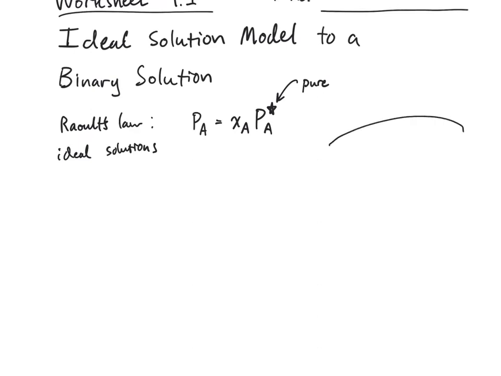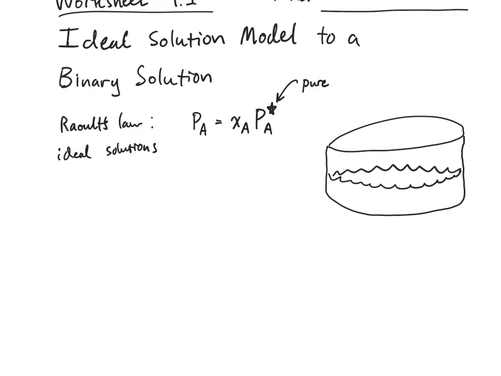But we're considering a binary mixture, meaning that there are two components, and so I'm just going to draw a container here with a liquid phase at the bottom, and the liquid phase contains both A and B in a mixture, but then the vapor phase contains A and B as well. And the mole fractions in the liquid phase and in the vapor phase are going to be different in general because the substances have different volatilities and different vapor pressures.